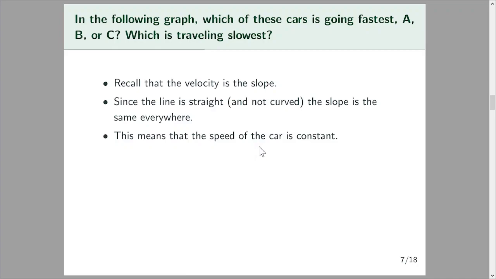And so that means the speed of the car is constant. In a position versus time graph, if the line is straight, not horizontal, but straight, not curved, then the speed is constant.